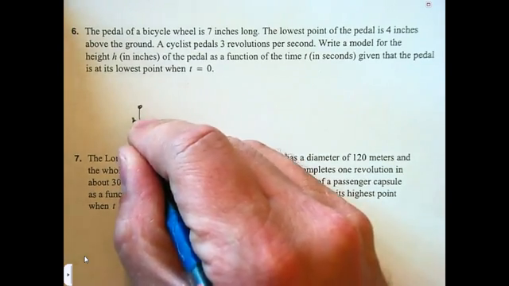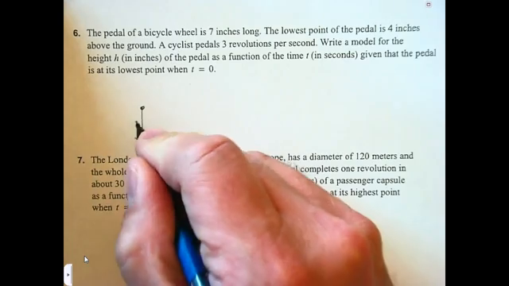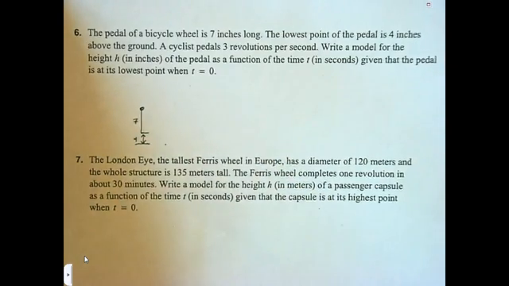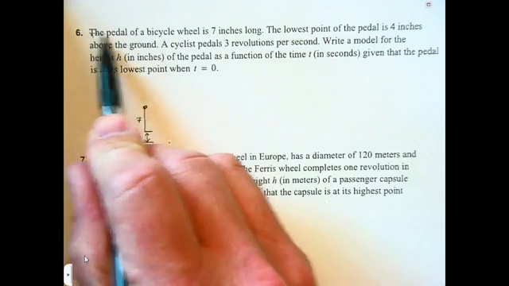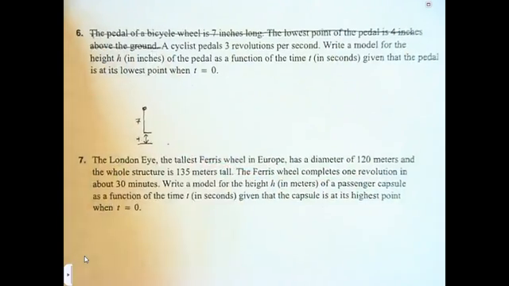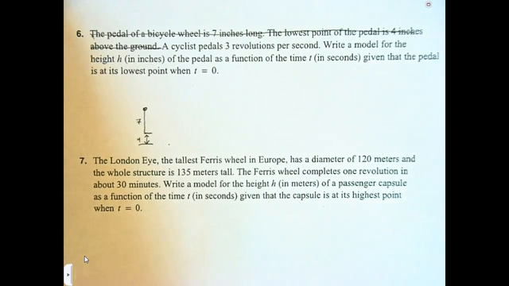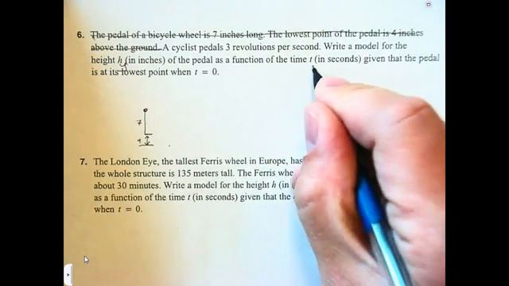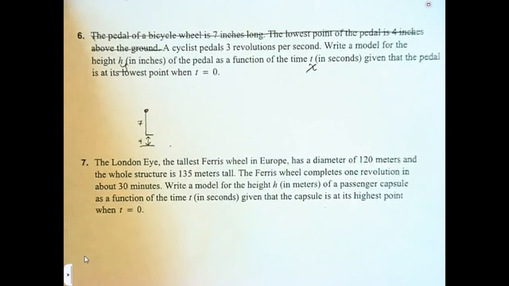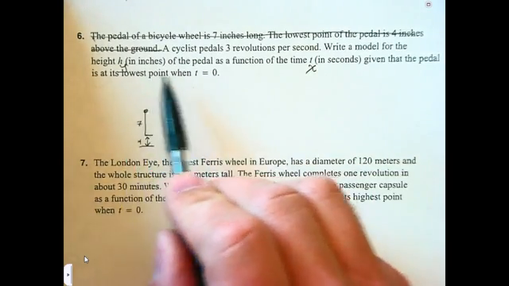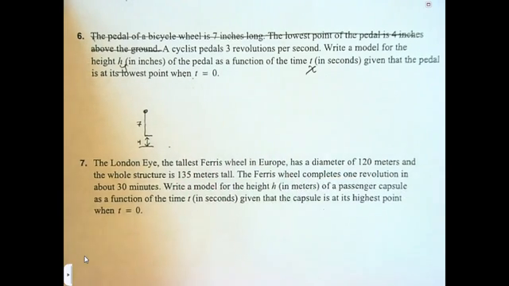The pedal of the bicycle wheel is 7 inches long. The lowest point is 4 inches above ground, so we can now get rid of all of that. A cyclist pedals 3 revolutions per second. Write a model for the height in inches of the pedal as a function of time in seconds. In other words, h is your y, t is your x. Given that the pedal is at its lowest point when t equals 0. So in other words, it starts at its lowest point.